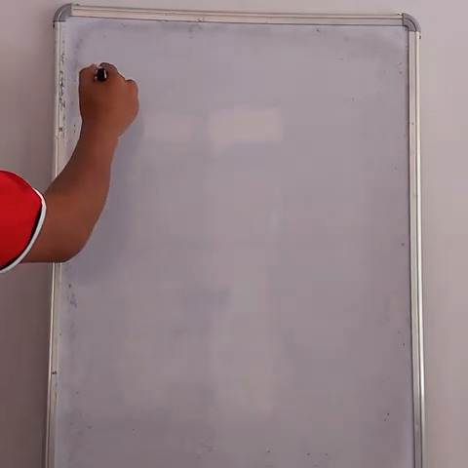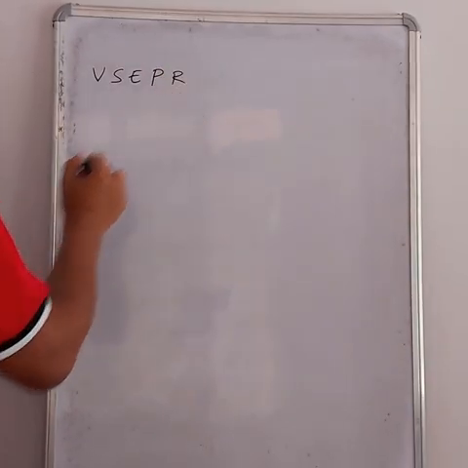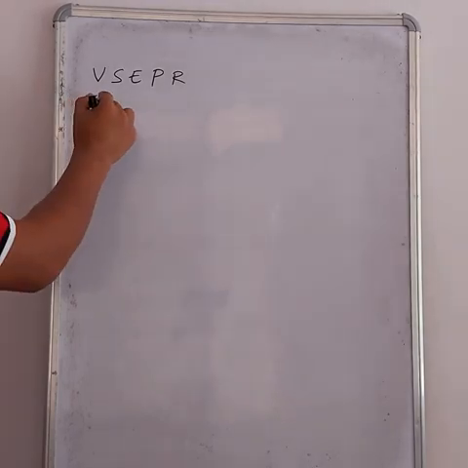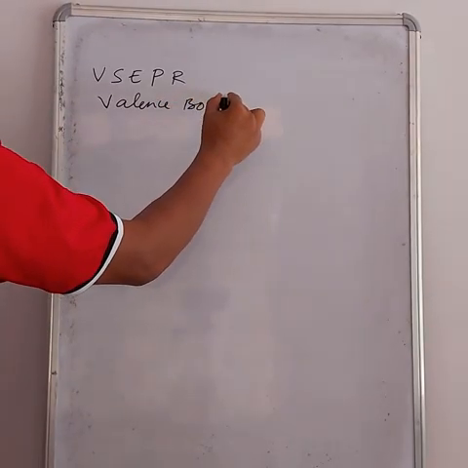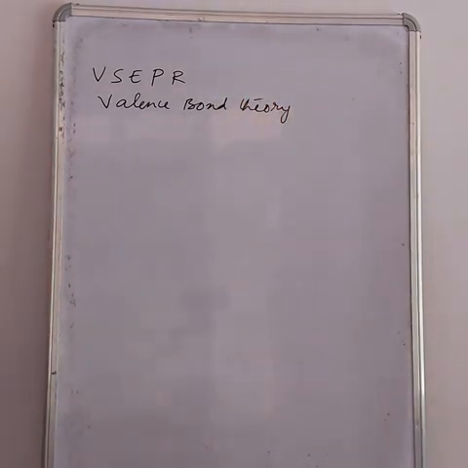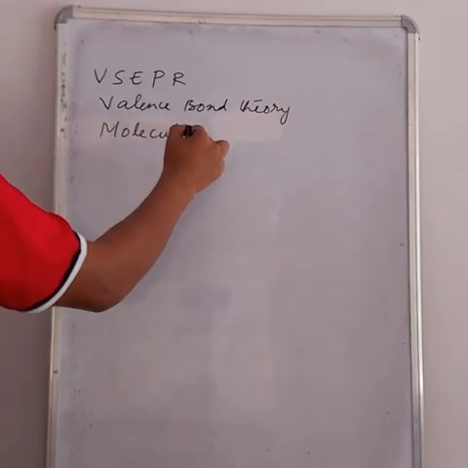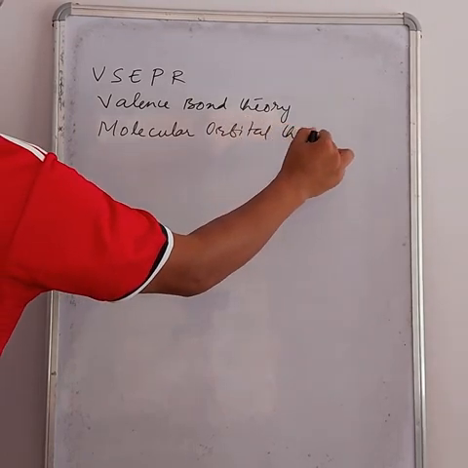Okay, we've been discussing VSEPR theory, valence shell electron pair repulsion theory. So we'll now move on to something called valence bond theory, and further on we'll do molecular orbital theory.